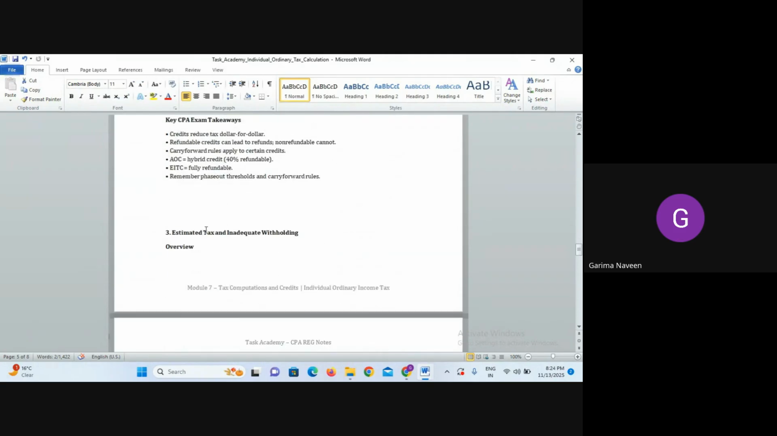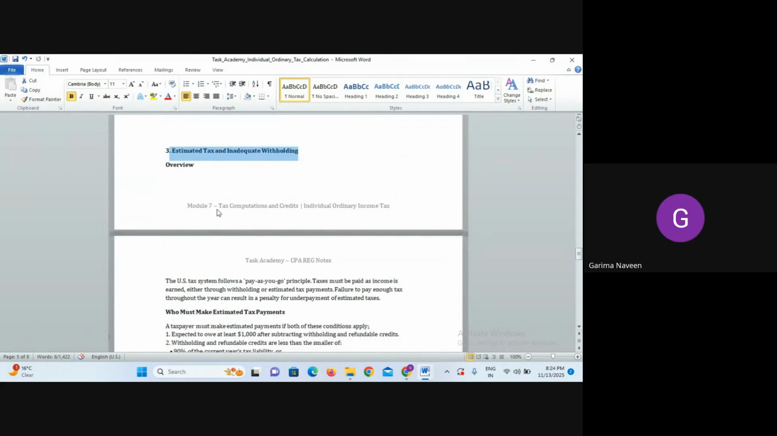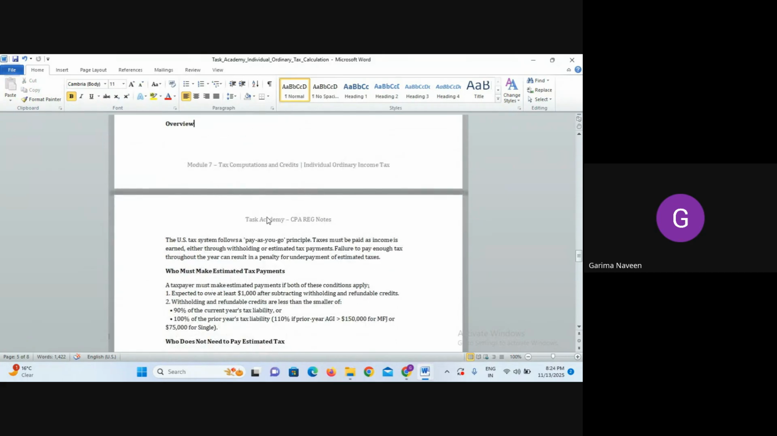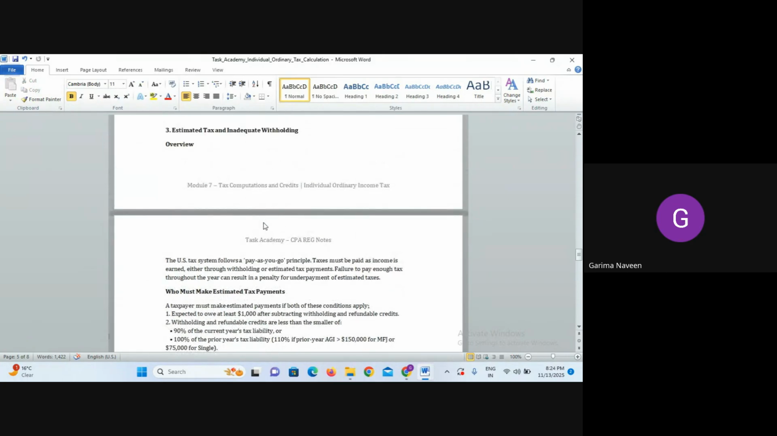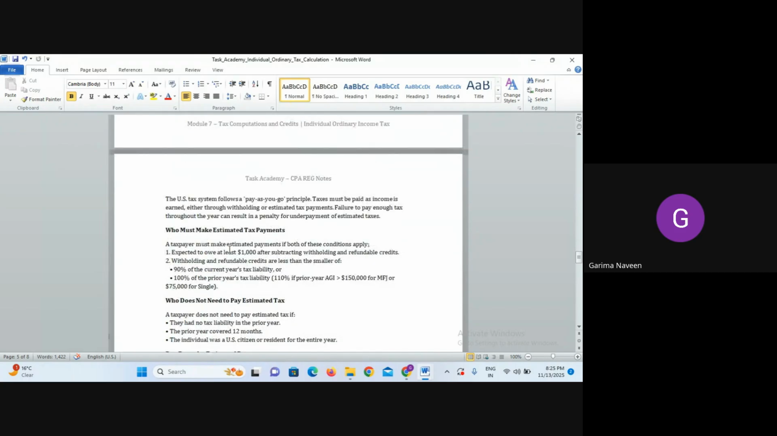So next is estimated tax and inadequate withholding. Basically, as an individual taxpayer, you are required to pay your taxes at the estimated amount and on particular dates. Up to the particular date, you have to pay your estimated taxes. But if someone has not paid their estimated taxes or paid less than their estimated taxes, then they are subject to some kind of penalties.